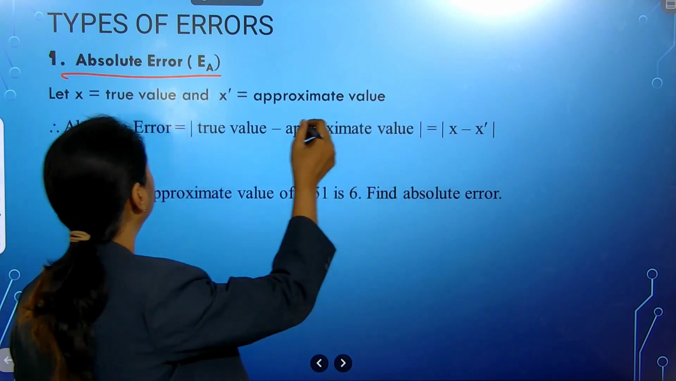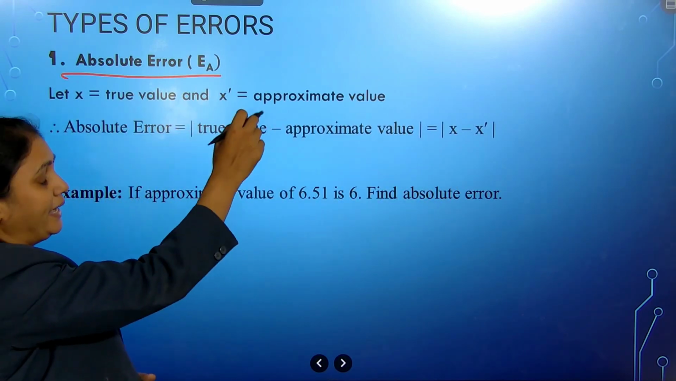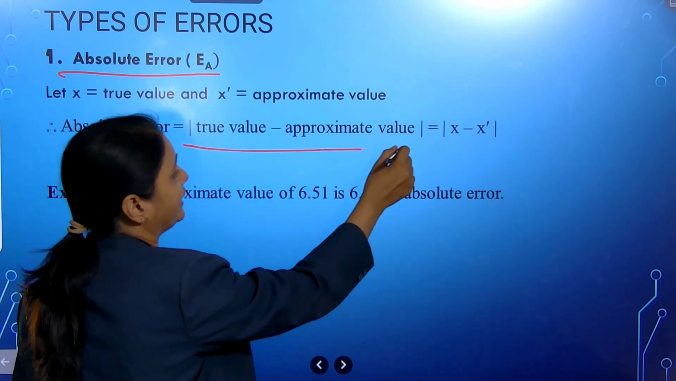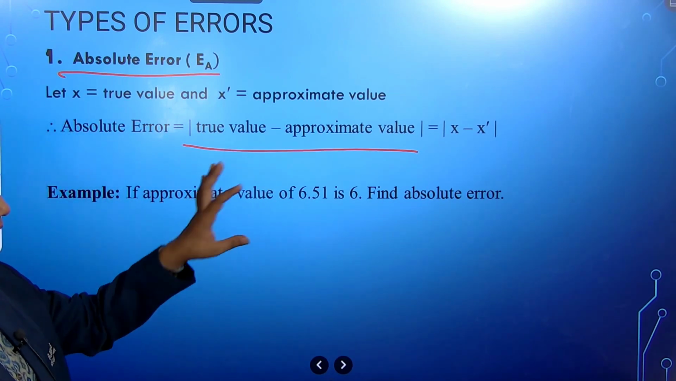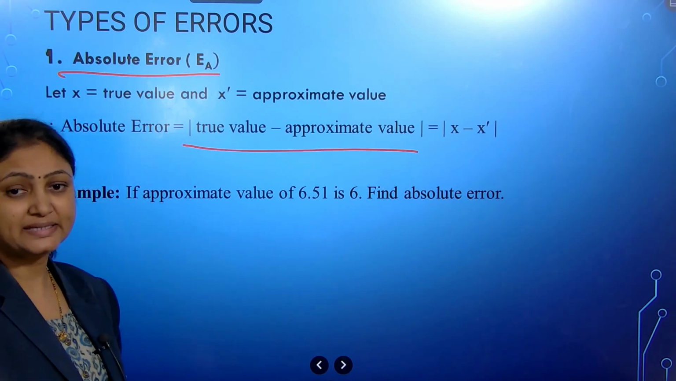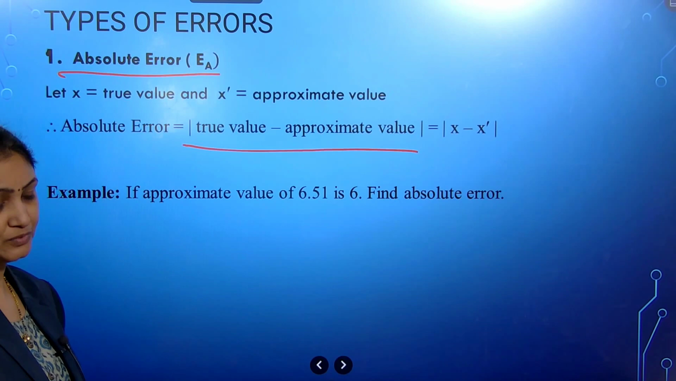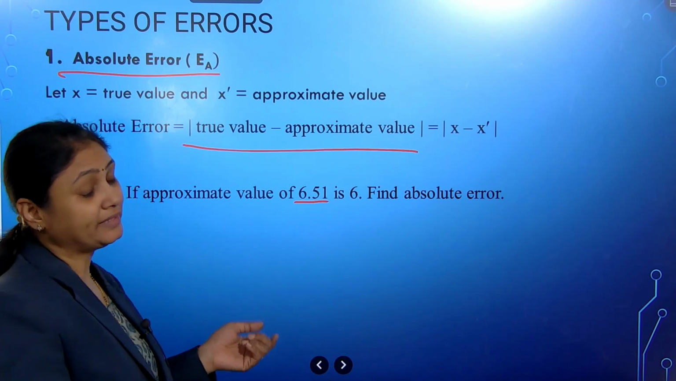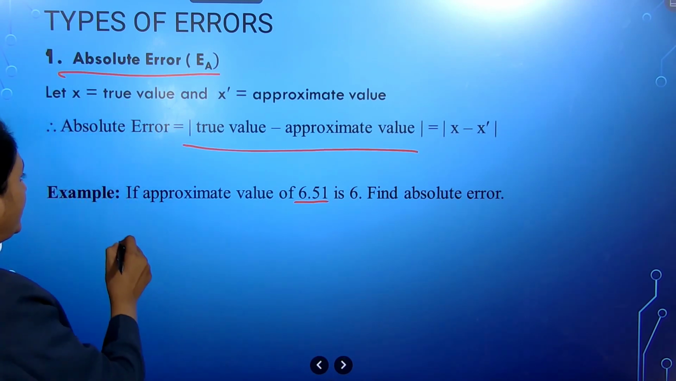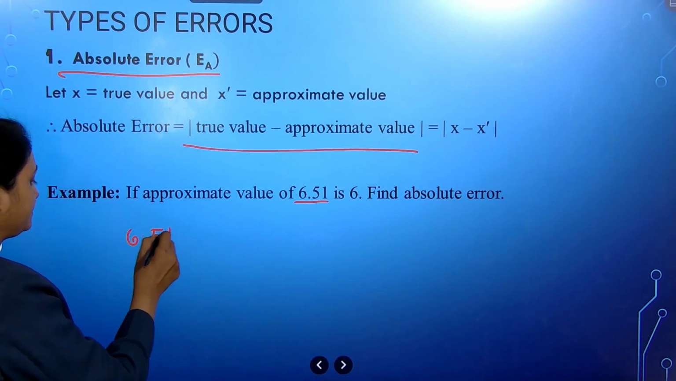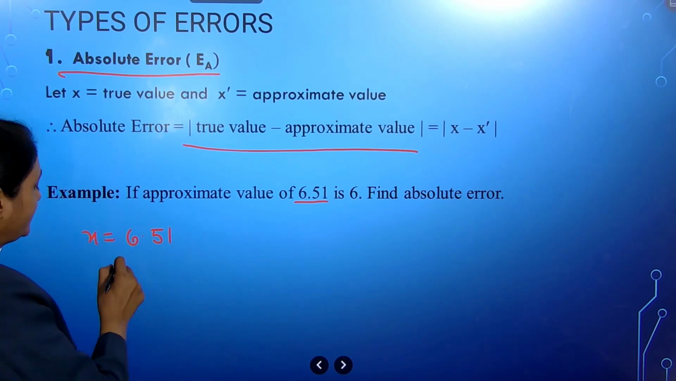Suppose the true value is x and the approximate value is x dash. So the absolute error is mod of true value minus approximate value, that is mod of x minus x dash. Now consider this example. If approximate value of 6.51 is 6, then find absolute error. So here the actual value is 6.51, that is x is equal to 6.51 and x dash is equal to 6.